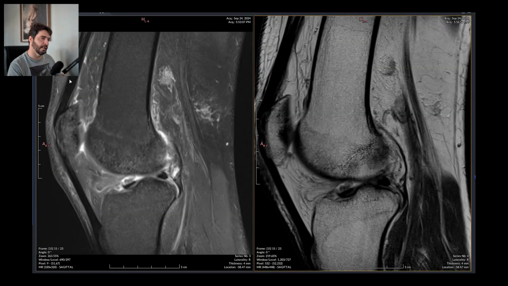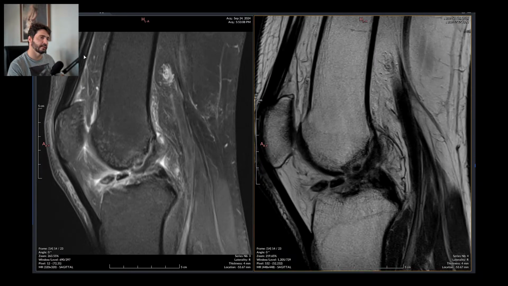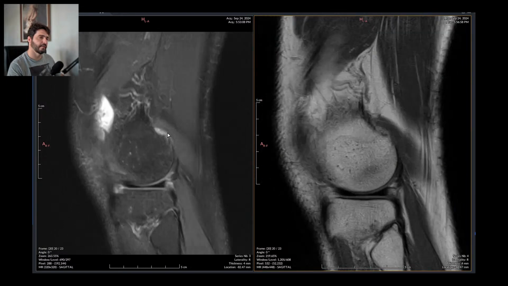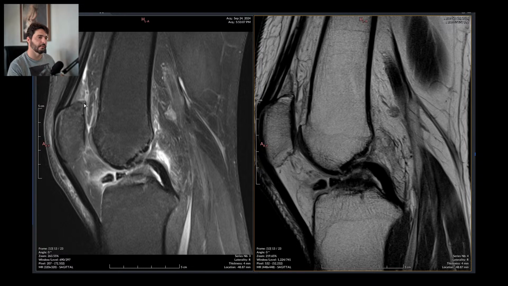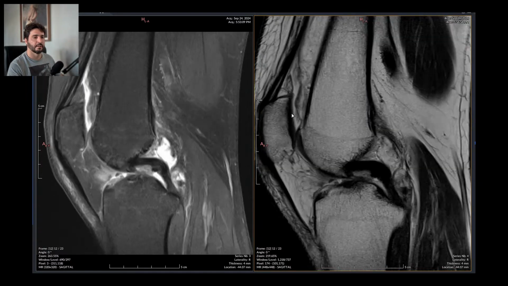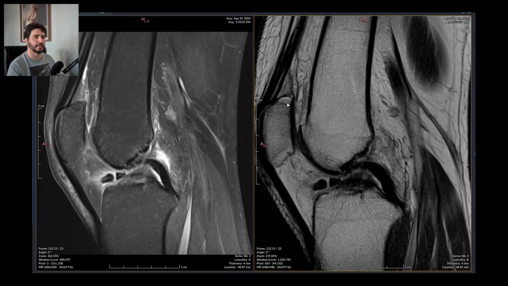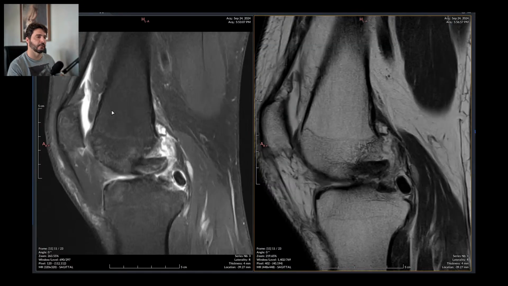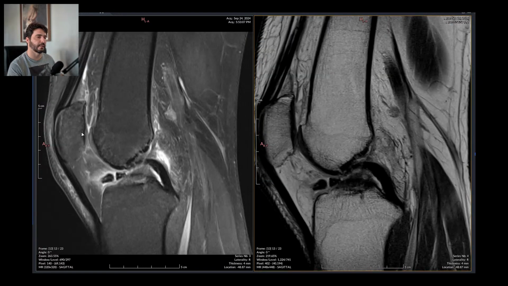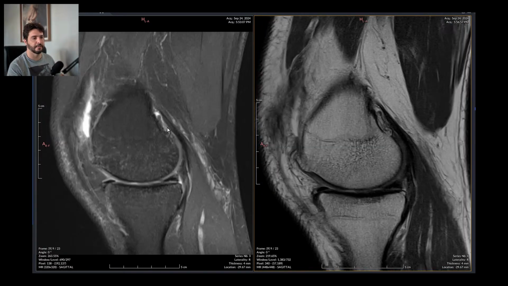Patellar tendon is fine. Quadriceps femoris tendon is fine. This is very clear right here that I have patellofemoral arthrosis. There is thinning of the cartilage, some osteophytes, tiny osteophytes, and reduction of the articular space right there. So I have arthrosis right here.